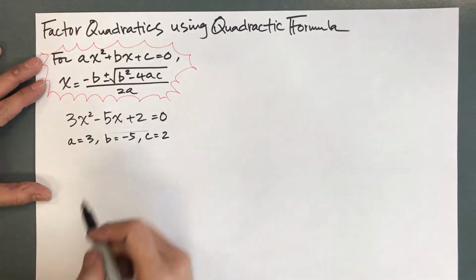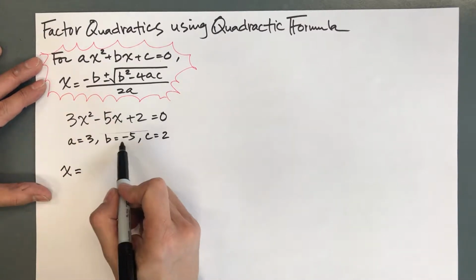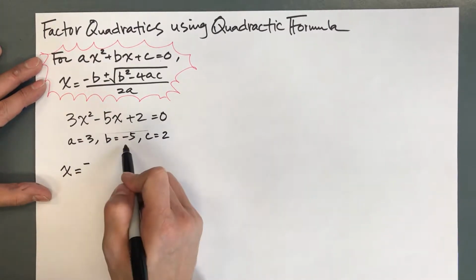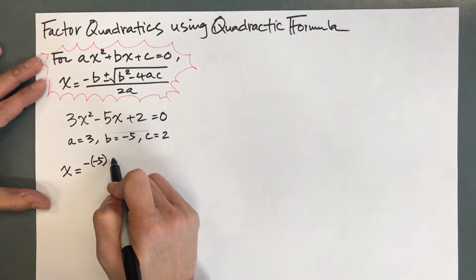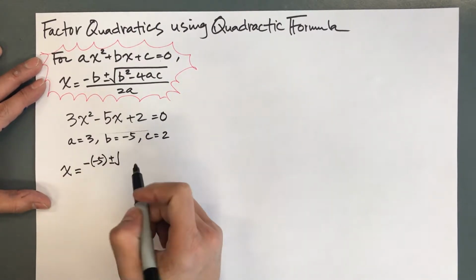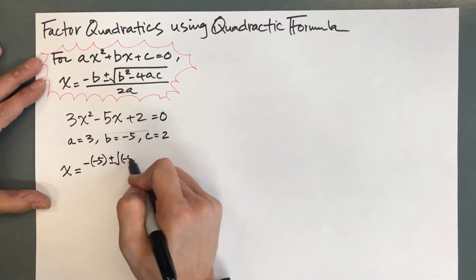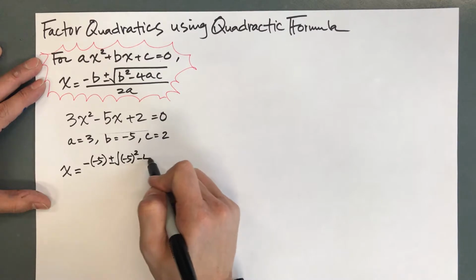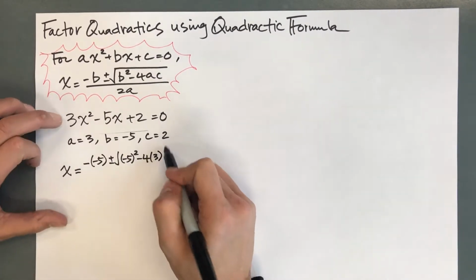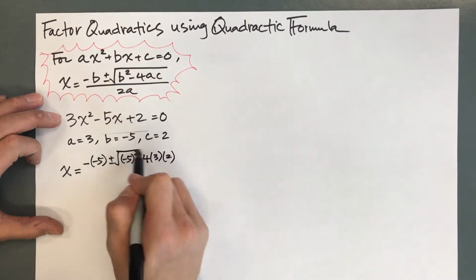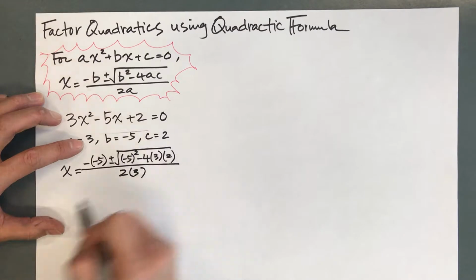Now let's plug it in. That's the second step. So we get x is equal to negative b. Watch out, this says negative 5, right? Use parentheses so that you don't get tricked. Square root of b squared, which is negative 5 squared, minus 4 times a, which is 3, times c, which is 2 in this case, all over 2 times a, which is 3.